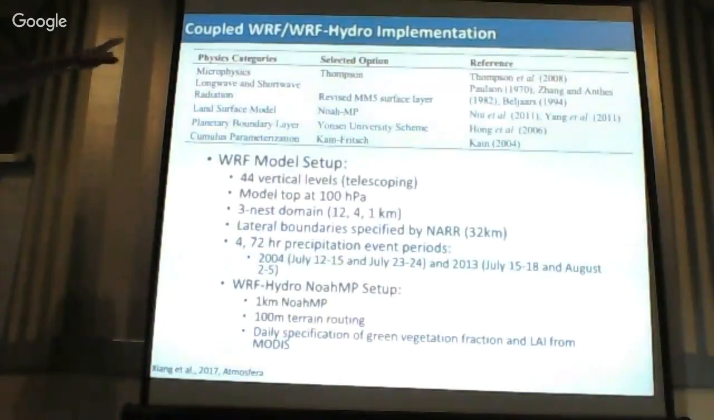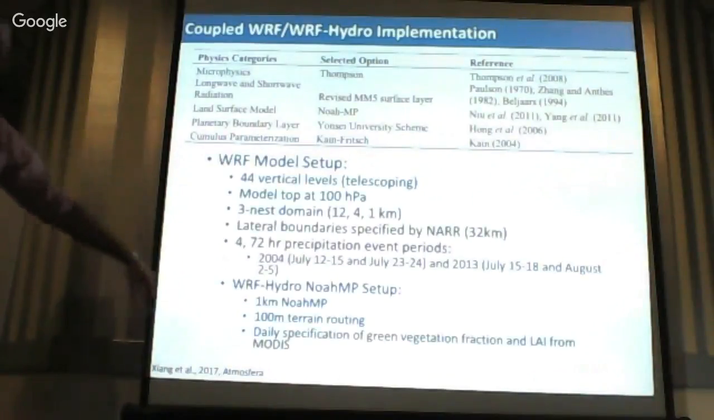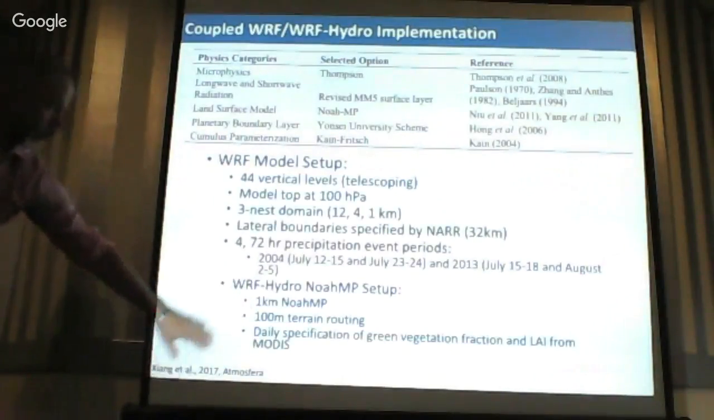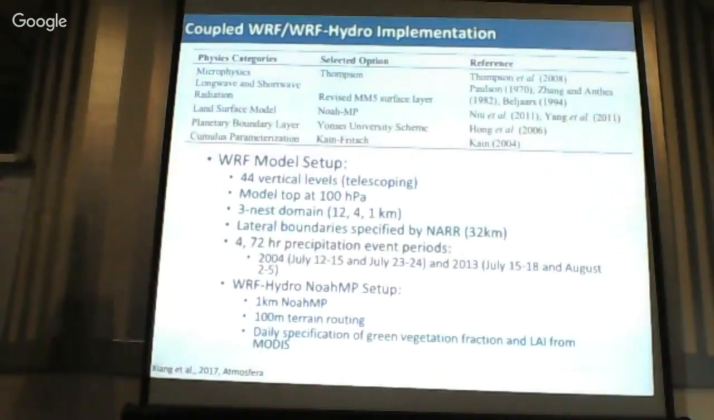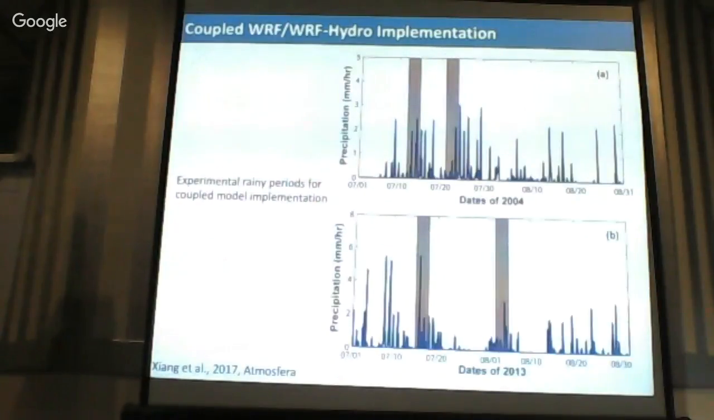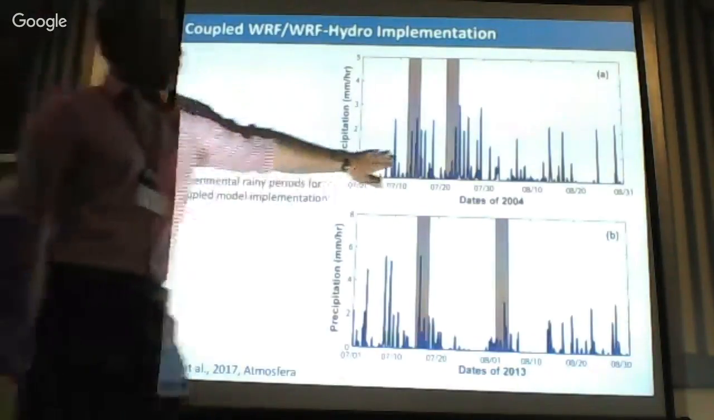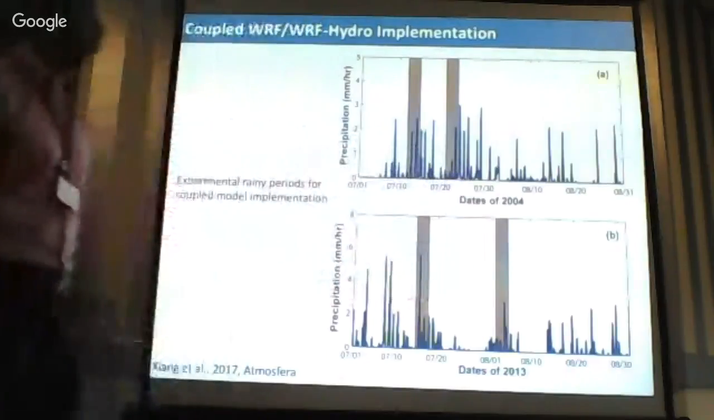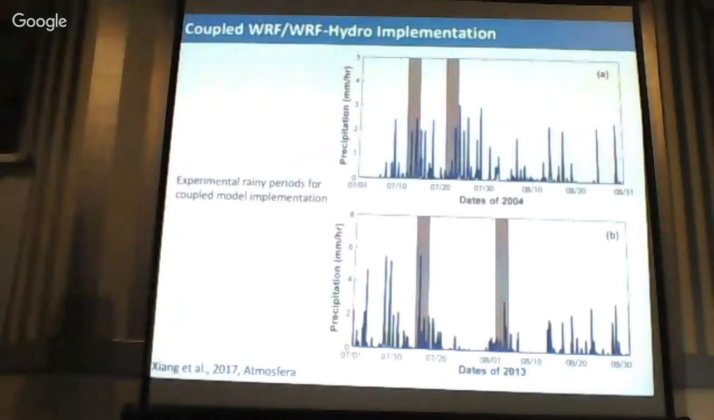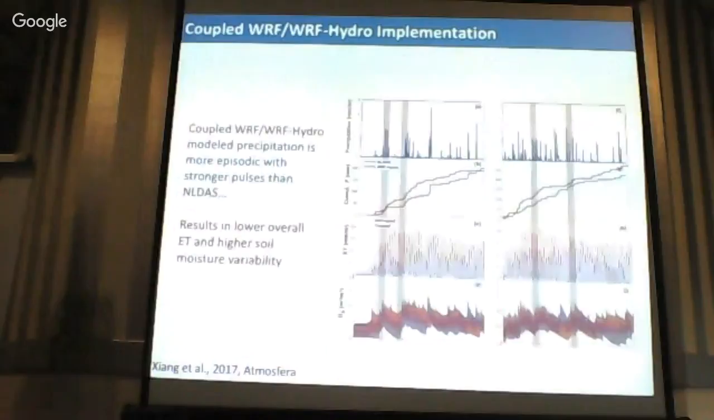Okay, so then to move quickly to the coupled model aspects, this is the obligatory slide on the whole WRF model setup, the physics packages and everything. There's really not a whole lot to dive into. I'll just say that if you want to look at this later, it's got our mixed grid setup of the WRF-Hydro system. We're going to be looking intensively at a couple of different rainy periods in 2004 and 2013 and compiling those together. That's where those gray bars are.